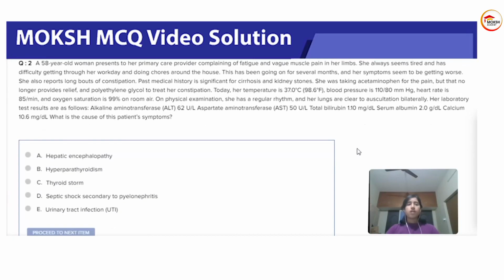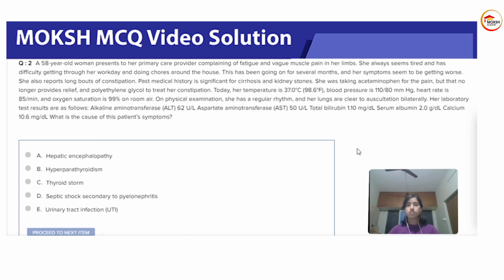Second question. A 58-year-old woman presents to her primary care provider complaining of fatigue and vague muscle pain in her limbs. She always seems tired and has difficulty getting through her work day and doing chores around the house. This has been going on for several months, and her symptoms seem to be getting worse. She also reports long bouts of constipation. Past medical history is significant for cirrhosis and kidney stones. She was taking acetaminophen for the pain, but that no longer provides relief, and polyethylene glycol to treat her constipation.